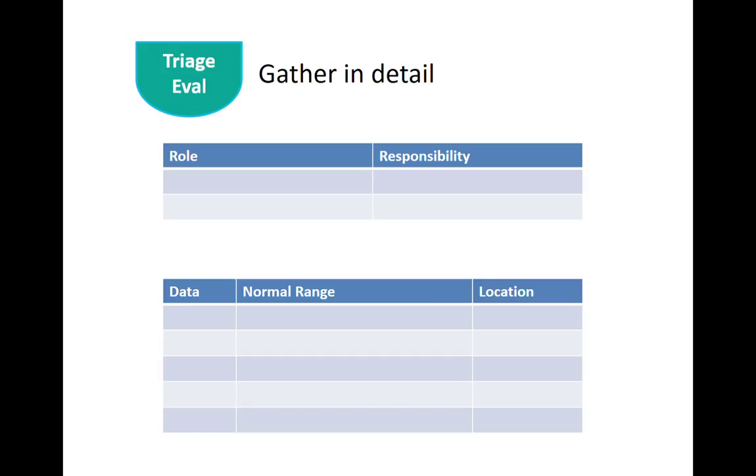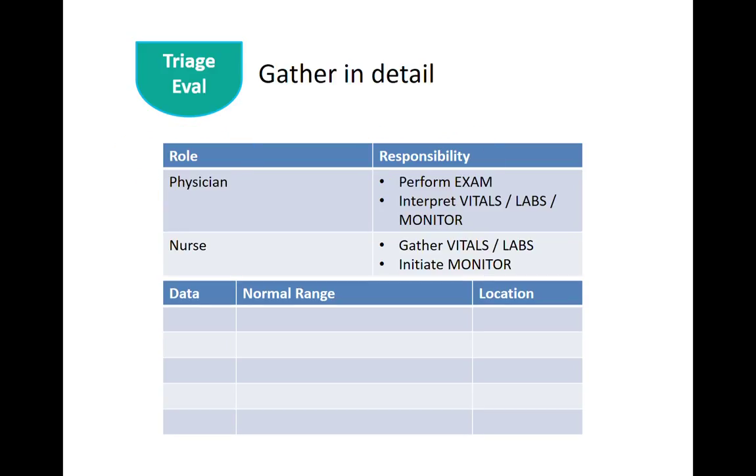Here is an example gather in detail table for our triage evaluation gather step. The first thing we want to do is delineate roles and responsibilities. Who is responsible for gathering what data? For instance, the physician is responsible for performing the exam as well as interpreting the vitals, labs, and monitoring. The nurse, on the other hand, is responsible for gathering the vitals and the labs as well as initiating the monitoring on the patient.